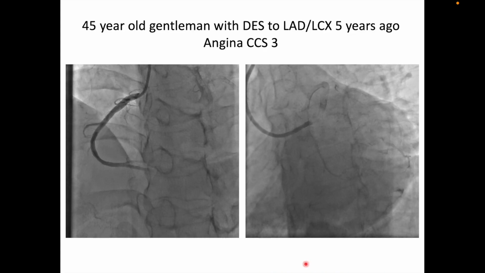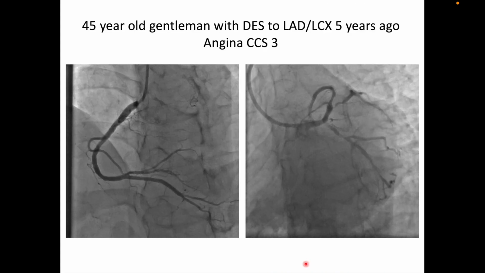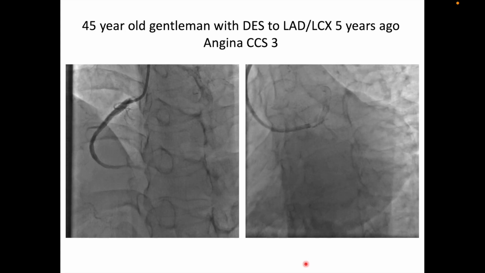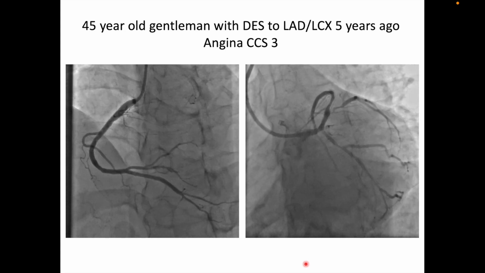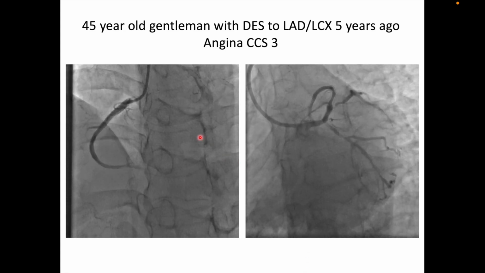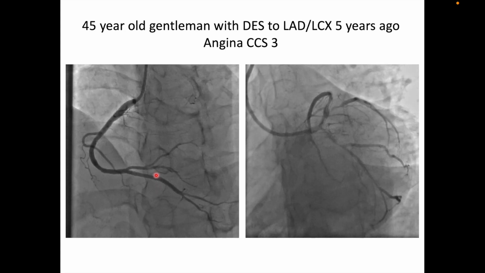So this is a 45-year-old gentleman. He had drug-eluting stents implanted in LAD and circumflex about 5 years ago, and now he presented with angina CCS class 3. So the right coronary artery is dominant, looks okay.